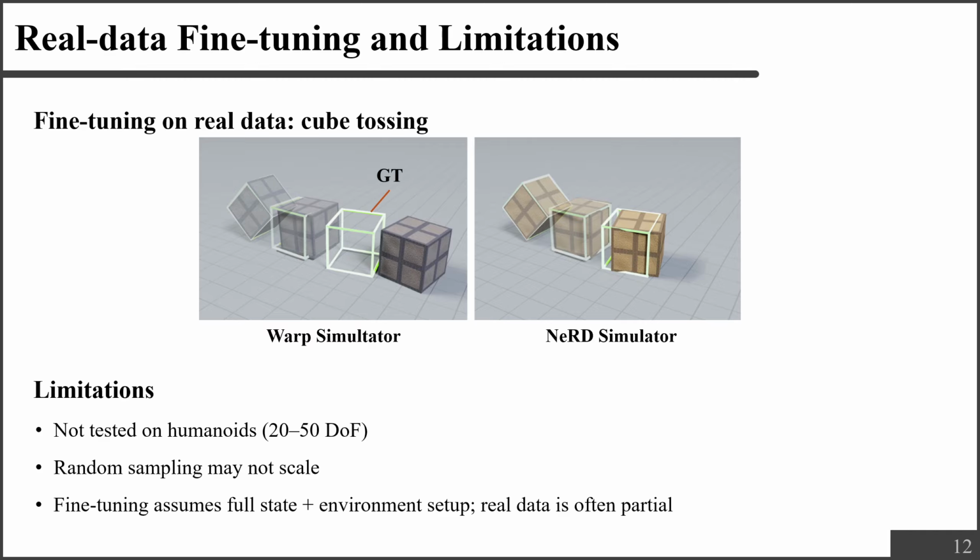But they have not tested humanoid-scale systems with very high degrees of freedom, and random sampling may become inefficient as dimensionality grows. And fine-tuning assumes access to full state and environment setup, while real data is often partially observable. It is mentioned in the paper's limitations and is their future work. Thanks.